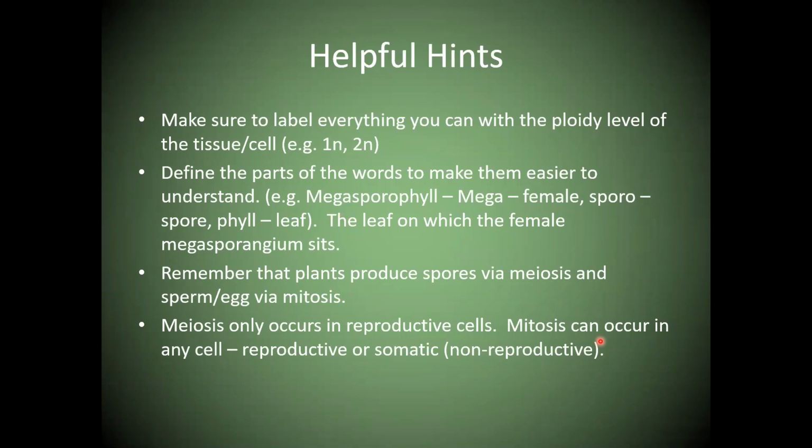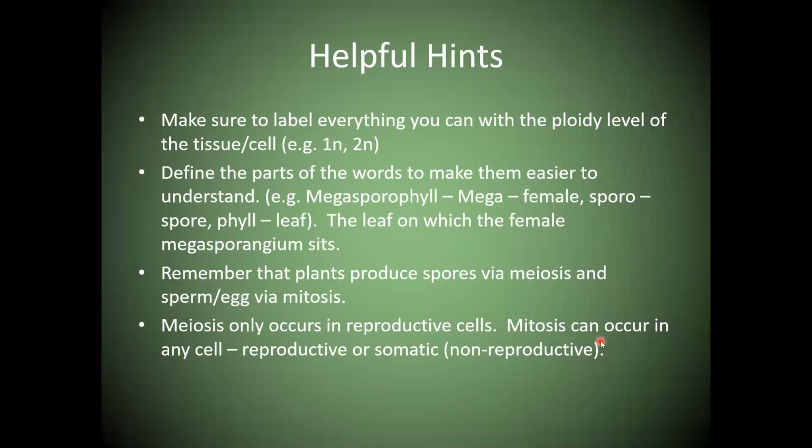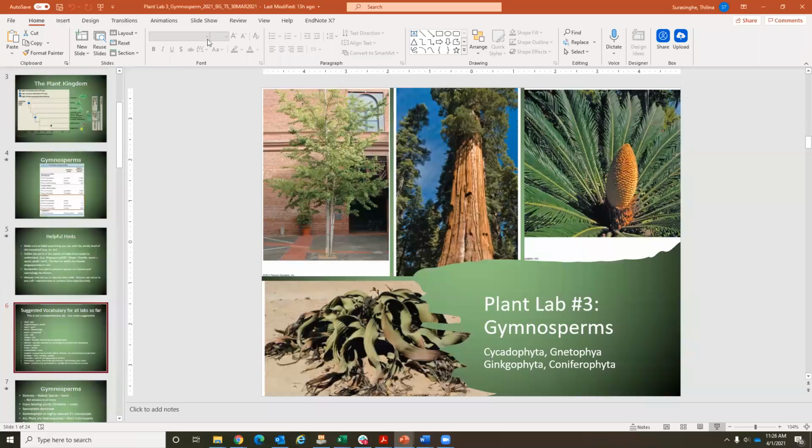Mitosis can occur anywhere, right? Can it occur in reproductive cells? Of course it does. Can it happen in reproductive tissues, reproductive organs? Yes. And also in every non-reproductive cell, it can happen as well, right?